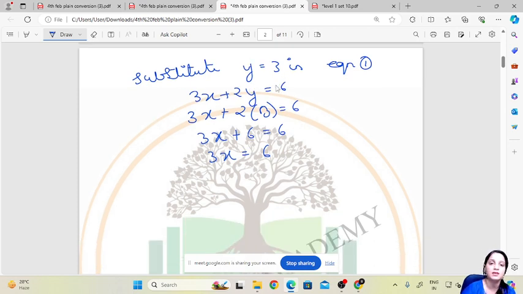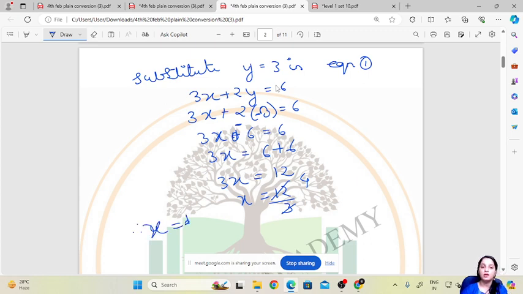So minus 3, this will be minus 6, 6 plus 6, 3x, 6 plus 6 is 12, x equal to 12 upon 3. So your answer is 4. Therefore x equal to 4 and y equal to minus 3 is the solution of the equation.